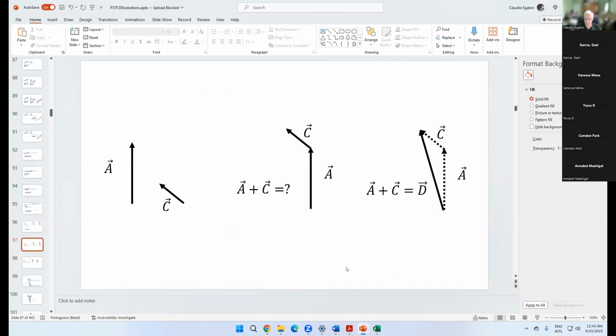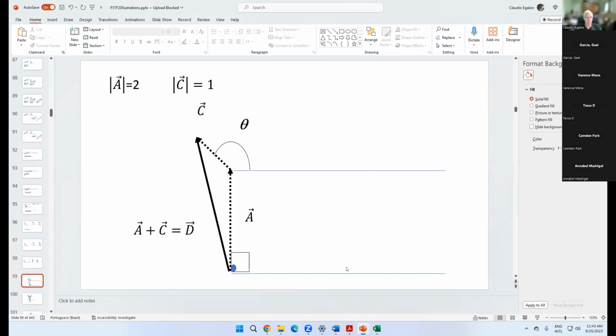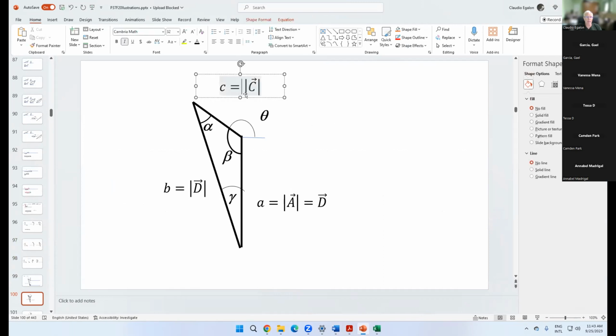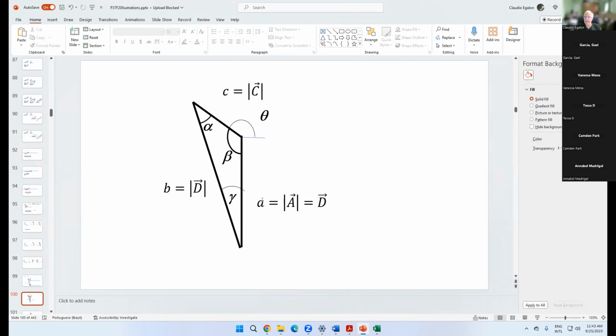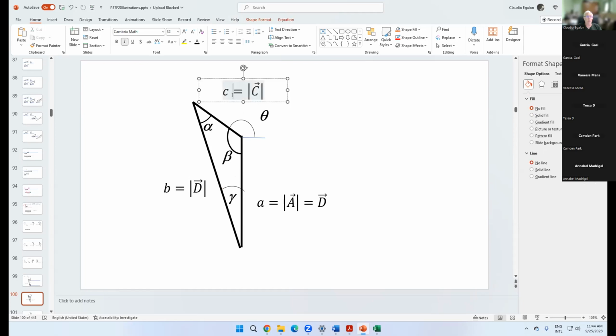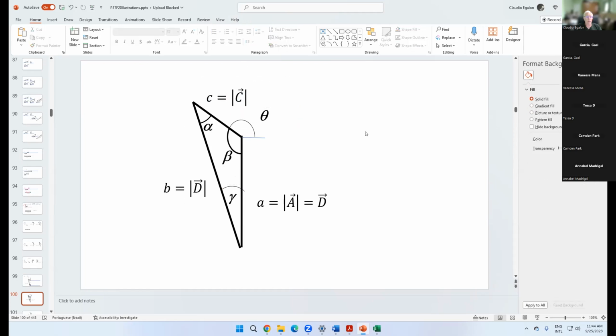So going here, let's see. Okay, here you go. Consider this triangle here, sides A, B, and C. The angles opposite to those sides are alpha, beta, and gamma. Alpha is opposite to side A, beta is opposite to side B, and gamma is opposite to side C.